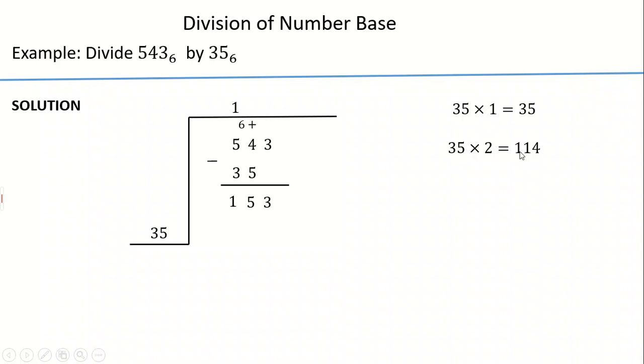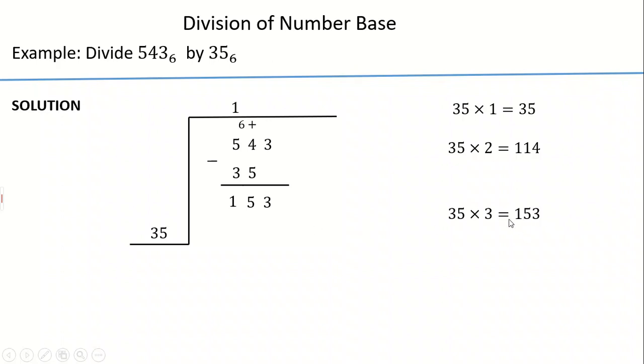If you look at this side, you notice that I had already multiplied 35 times 2, and it gave me 114. 114 is a little bit close to 153. So because of that, I can try the next number. Take a look at this. If I multiply 35 in base 6 times 3 in base 6, it's going to give me 153 in base 6. So you can see it's giving me the actual value.